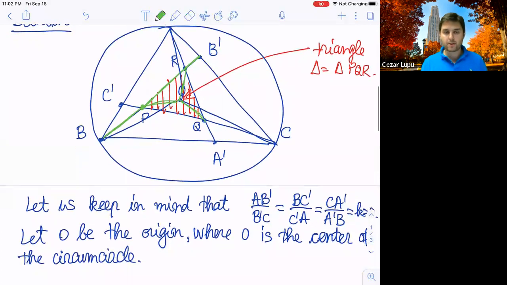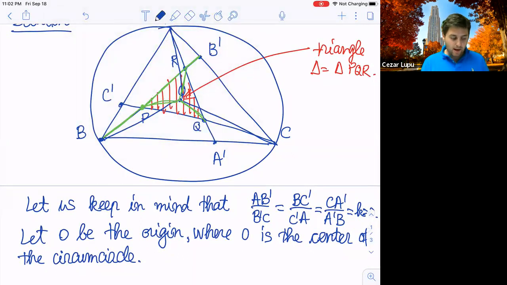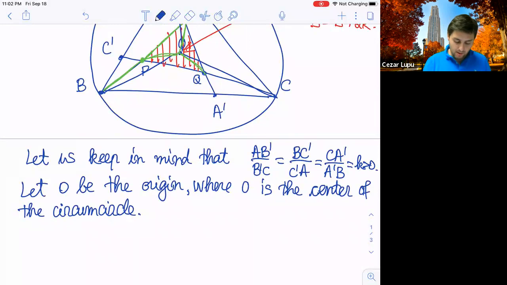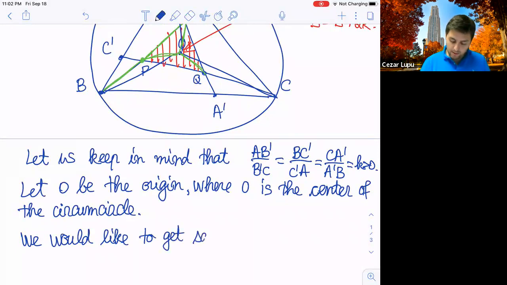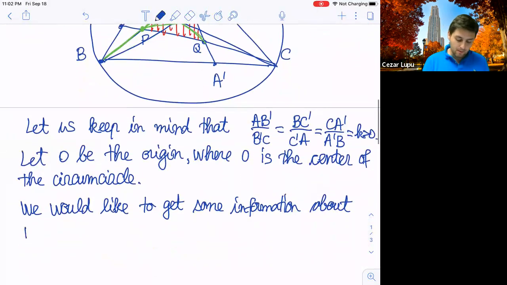All right, keep in mind the picture. We'll get back to it anyway. The picture is not the most fortunate picture, but I think you can understand it. Now we would like to get some information about BP over B prime P. So this is our main concern at this point.